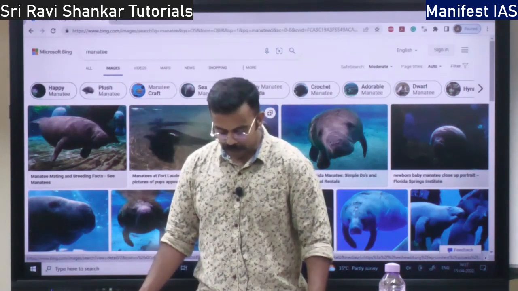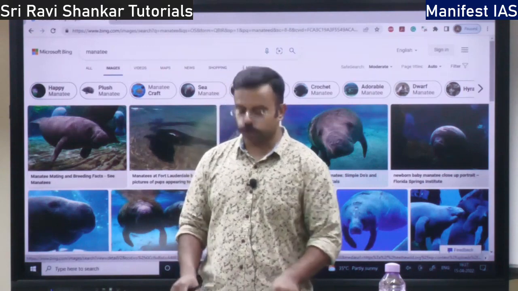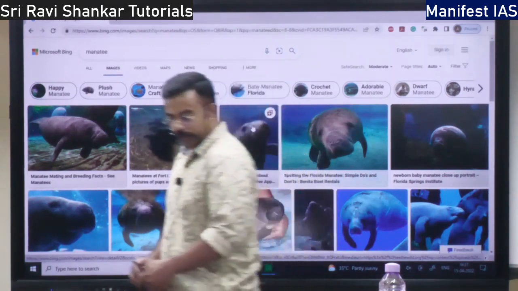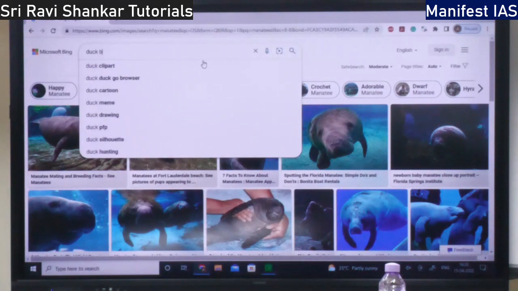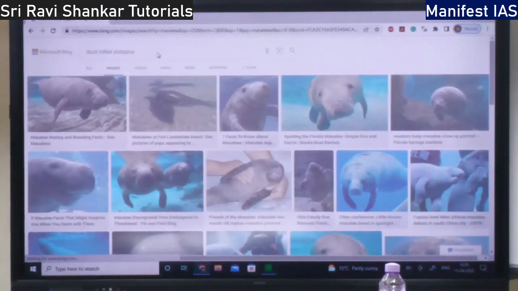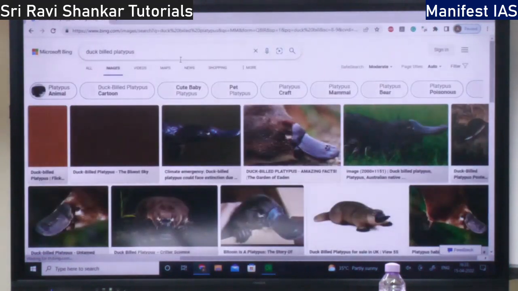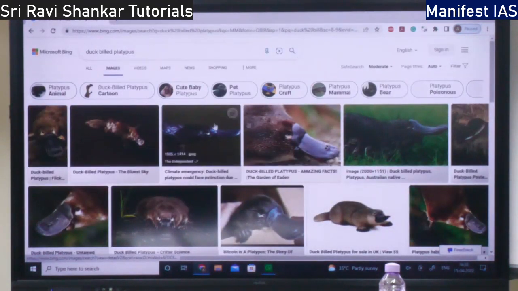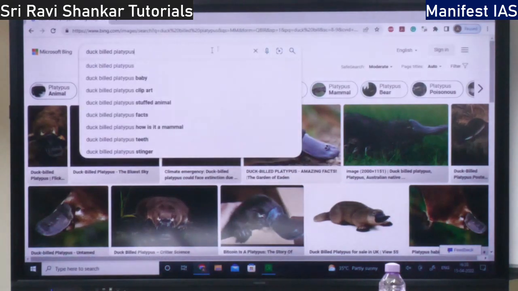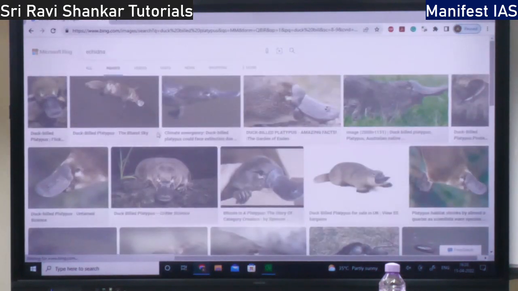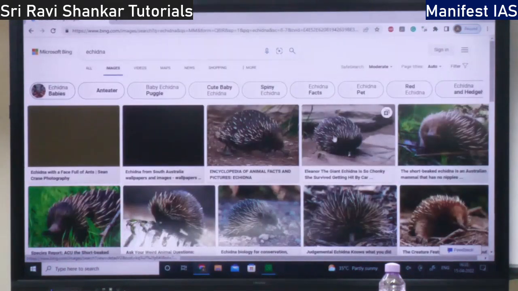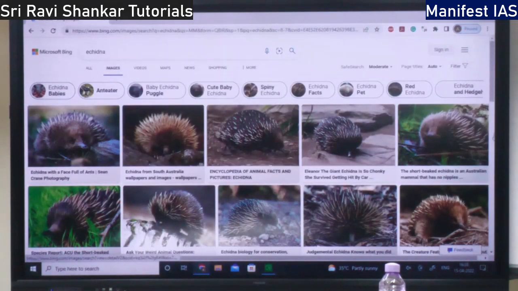Then you have marsupials. Marsupials are also pouched mammals. So echidna, duck-billed platypus, I'll show you. Echidna has 4 types. Duck-billed platypus is one type, right? Totally 5. So this is a duck-billed platypus. It is an egg-laying mammal. Then you have echidna. So they are pouched animals. This is an echidna. It is like a porcupine.